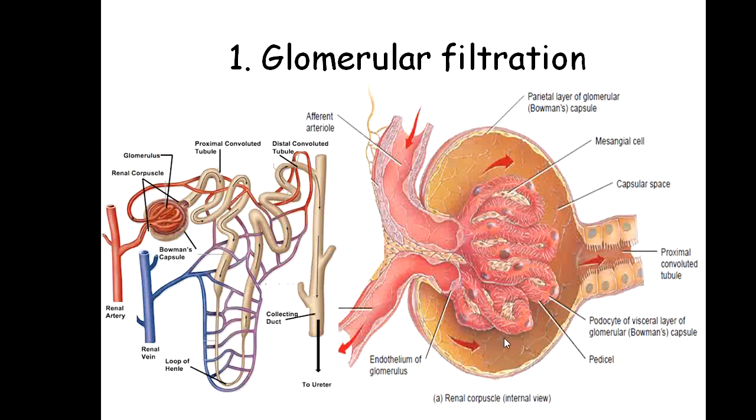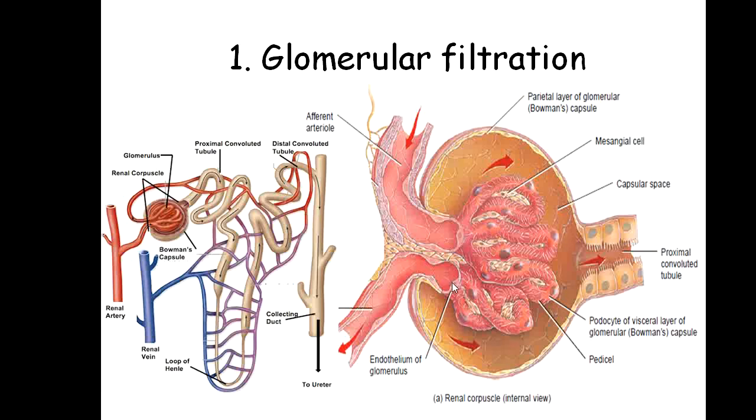Now how does this reach the Bowman capsule? Actually, the first step of urine formation is the glomerular filtration. So in the glomerular filtration, you should learn how this filtration takes place. This is the afferent arteriole, and this is the efferent arteriole, and this is the glomerulus. The glomerulus is highly perforated, which means that the glomerulus contains a large number of pores.